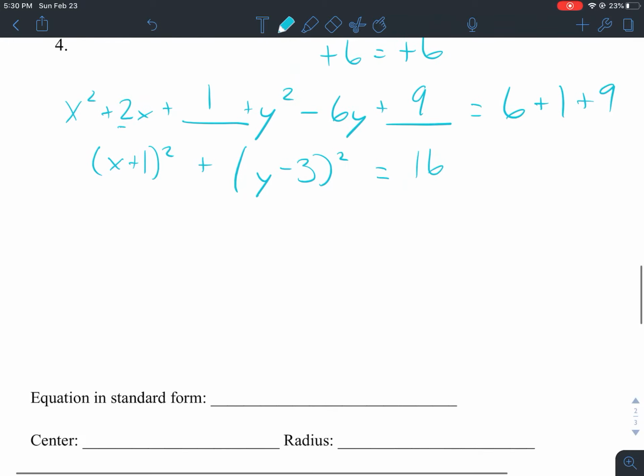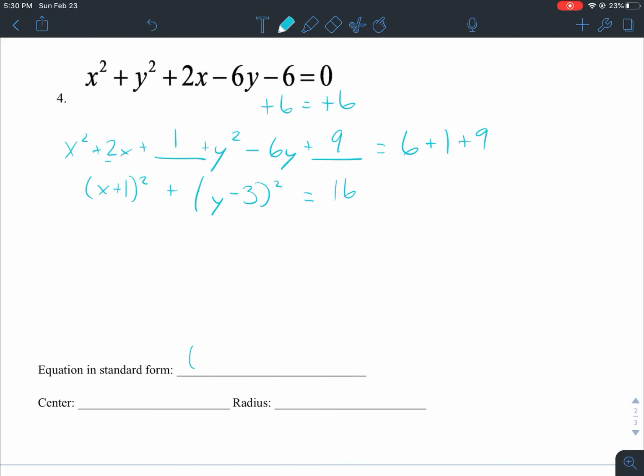And now I got my equation. So I put that down. I got x plus 1 squared plus y minus 3 squared equals 16. So my center is negative 1 comma 3. And my radius is root 16, which is 4.